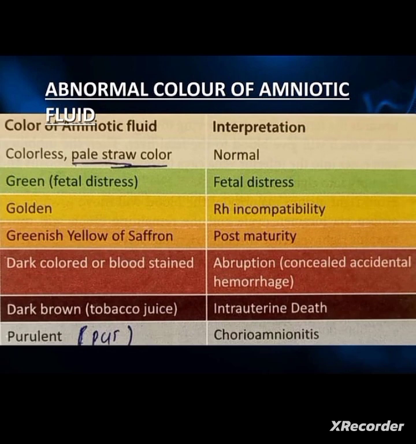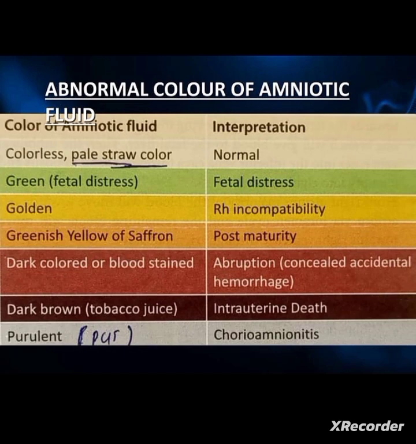If the amniotic fluid color is green, that indicates fetal distress, meaning meconium has been passed by the child. Golden color indicates Rh incompatibility. Greenish yellow or saffron indicates post maturity. Dark colored or blood stained indicates abruption or concealed accidental hemorrhage. Dark brown or tobacco juice color indicates intrauterine death. Purulent amniotic fluid indicates chorioamnionitis.